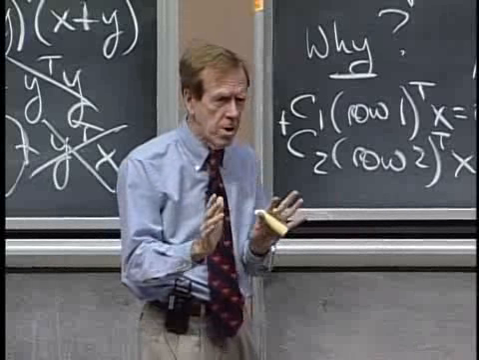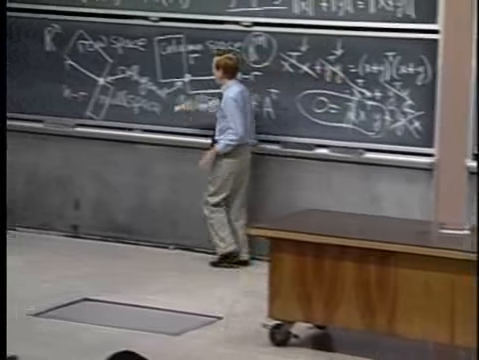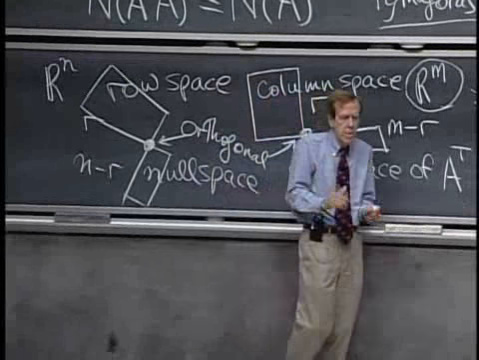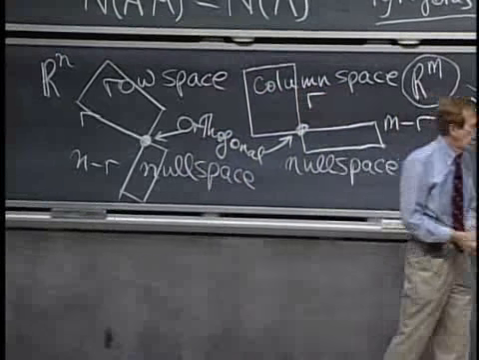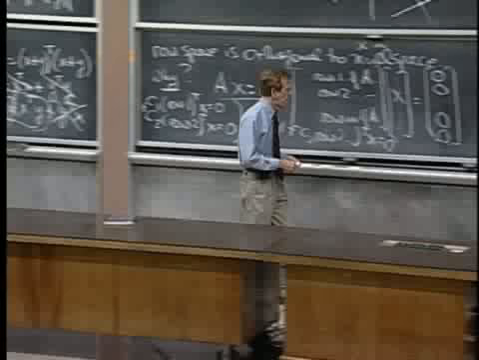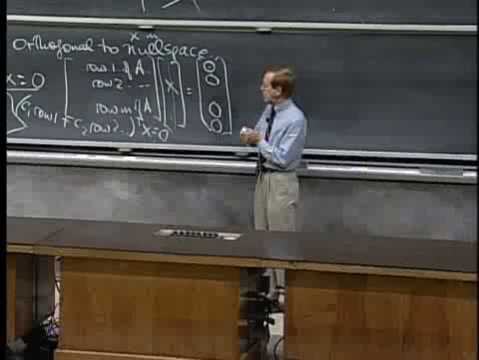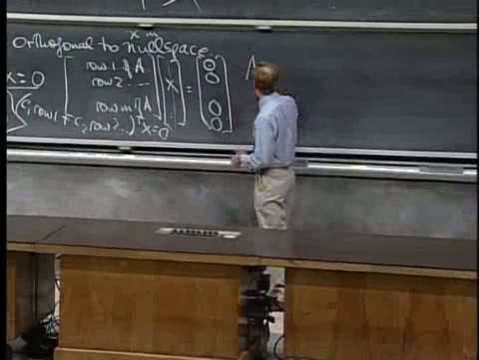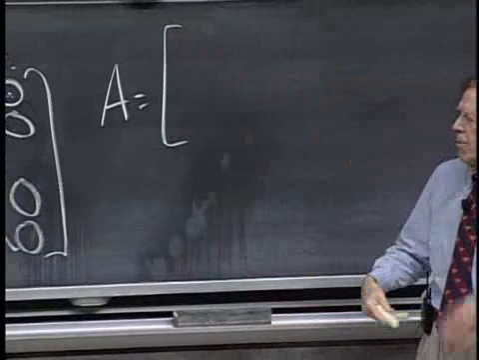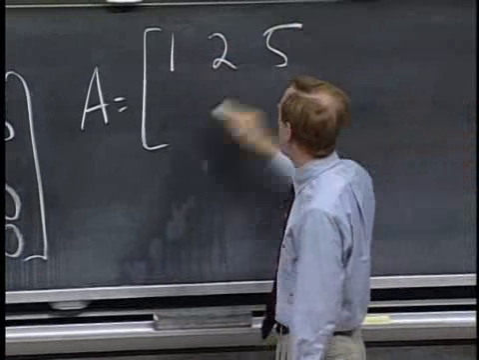Because the dimensions aren't right? The dimensions are no good. The dimensions here, r and n minus r, add up to n. If I just follow that example, if the row space is one-dimensional, suppose A is, what's a good one, I'm in R3, I want a one-dimensional row space. Let me take 1, 2, 5, 2, 4, 10.